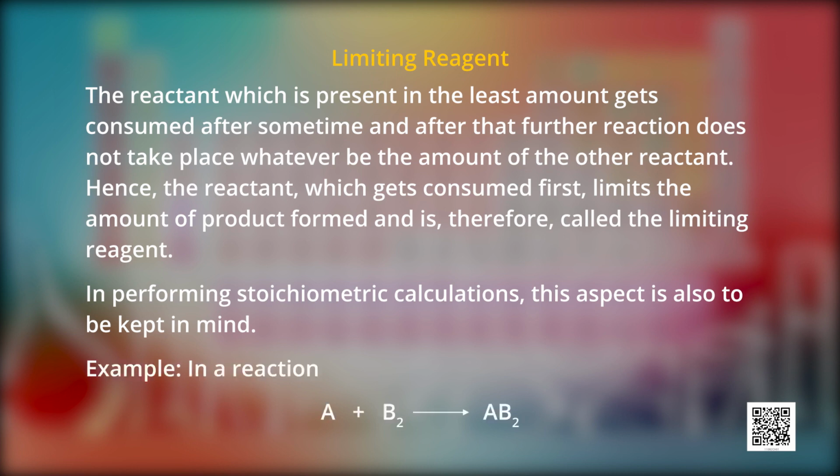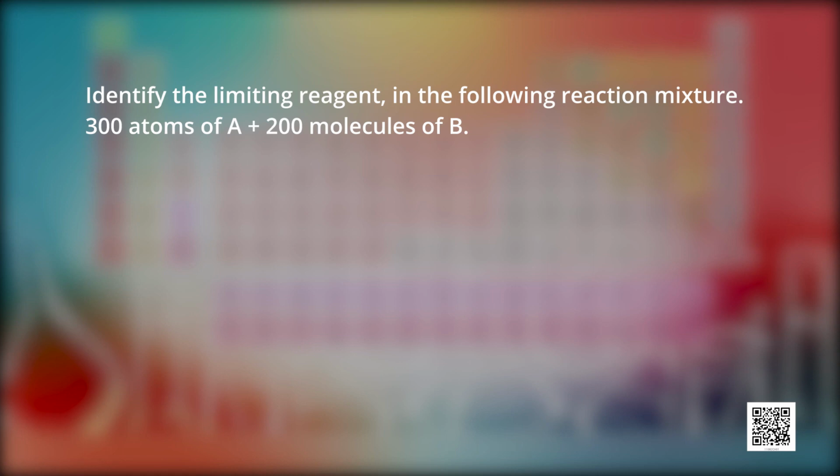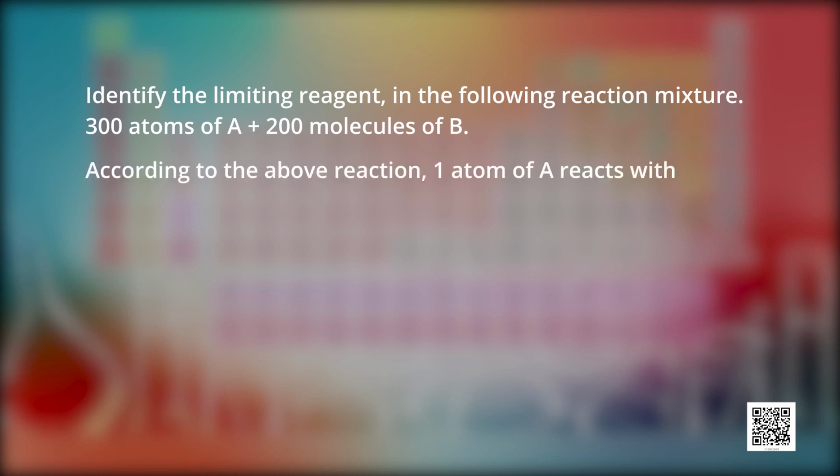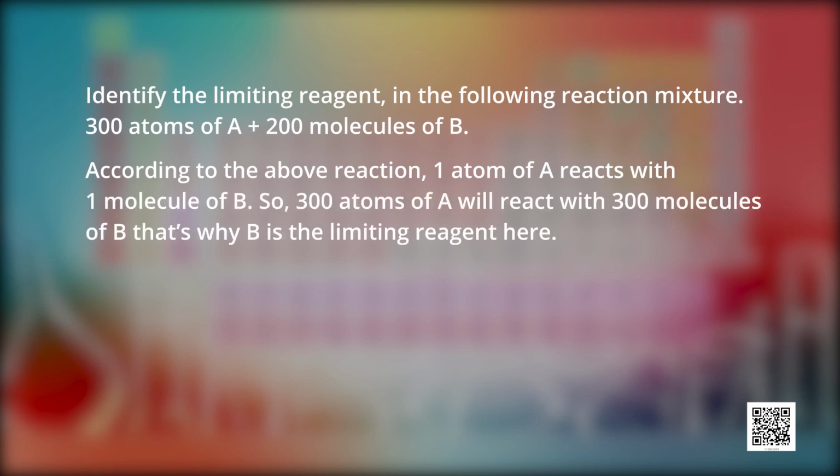Let us do an example. In a reaction, A reacts with B to form AB2. Identify the limiting reagent in the following reaction mixture, when 300 atoms of A react with 200 molecules of B. According to this reaction, 1 atom of A reacts with 1 molecule of B. So, 300 atoms of A will react with 300 molecules of B. That's why B is the limiting reagent here.